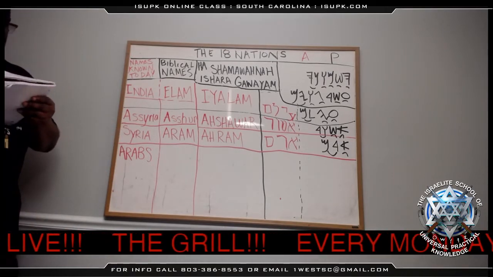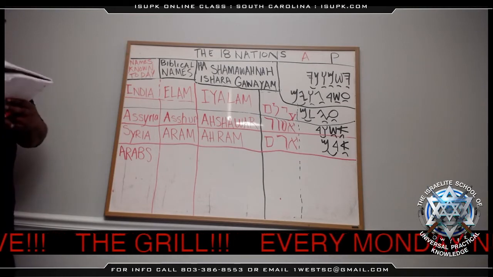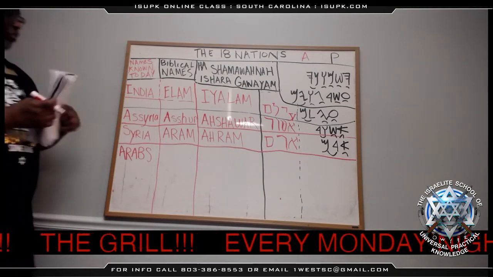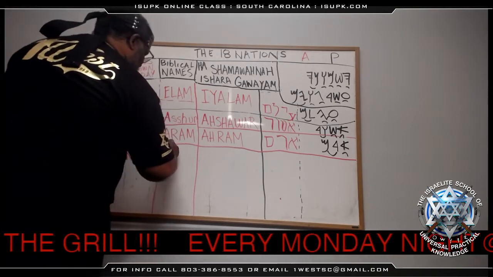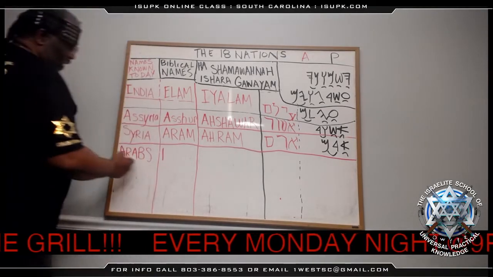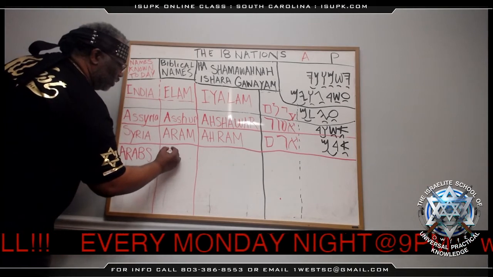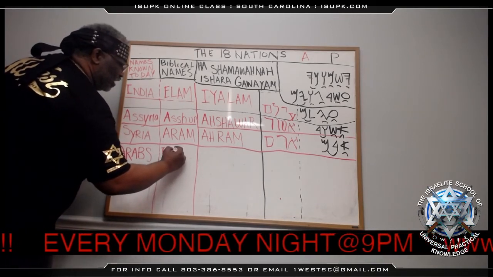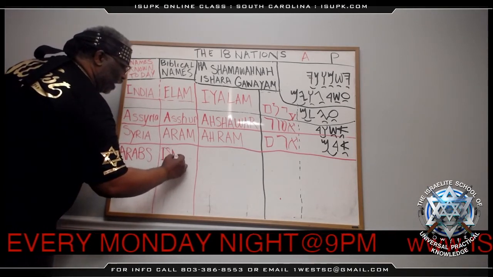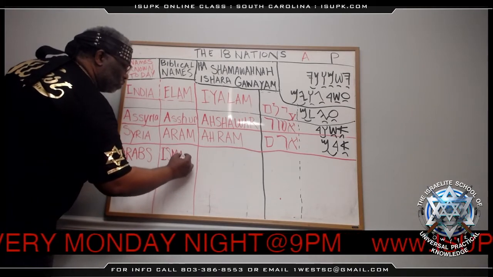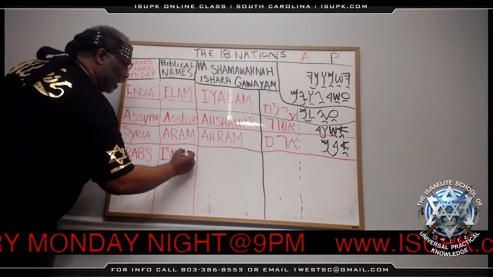Right here, Arabs. Then they're called Ishmael. The biblical name, when you see Ishmael in the Bible, they're talking about the Arabs. And of course, Isaac and Ishmael were brothers. We come from Isaac. So Abraham had Isaac and Ishmael.